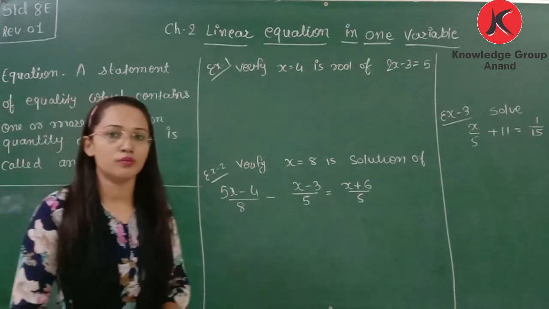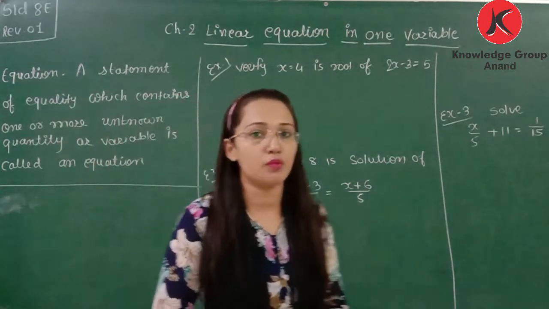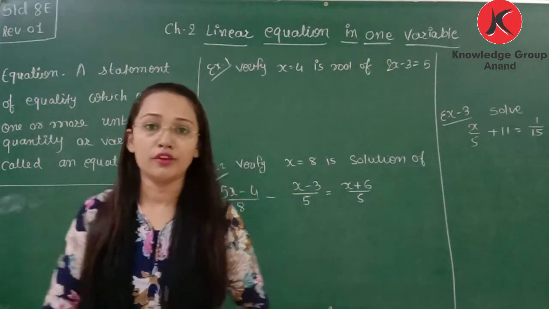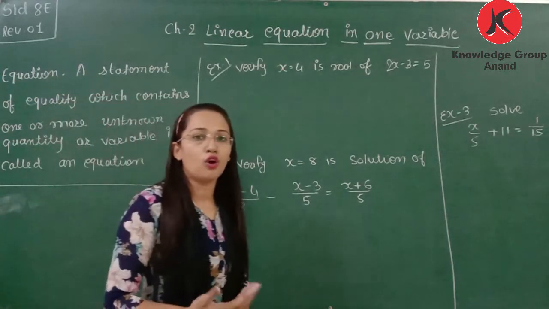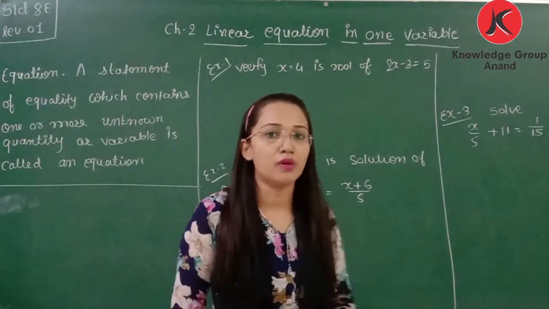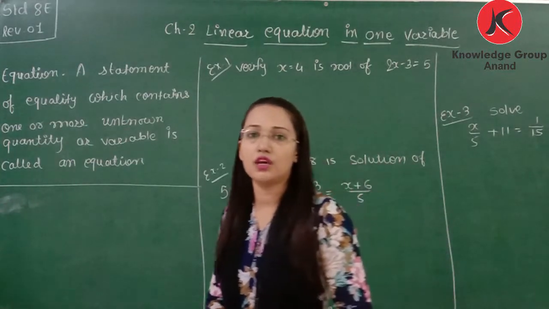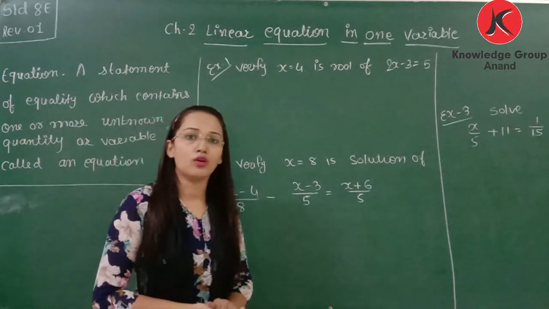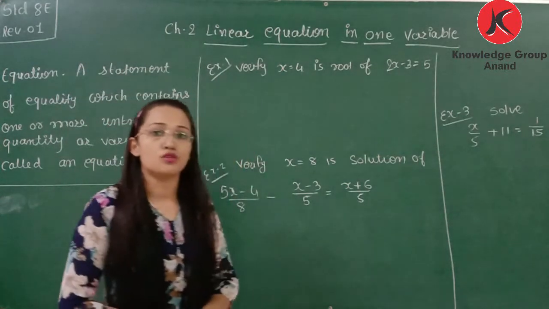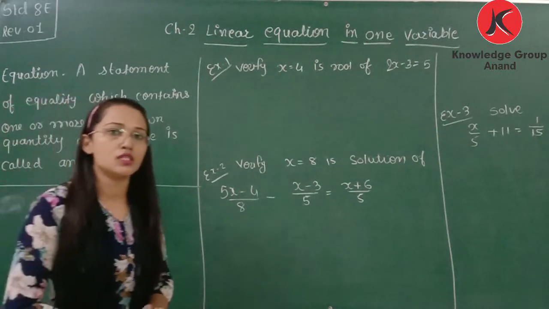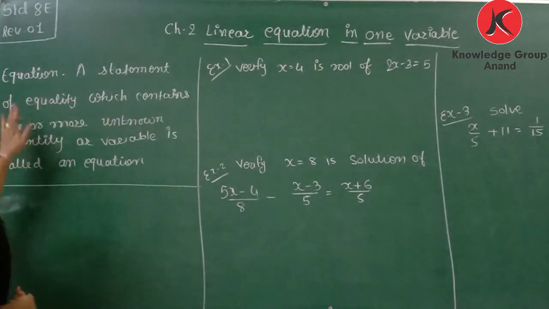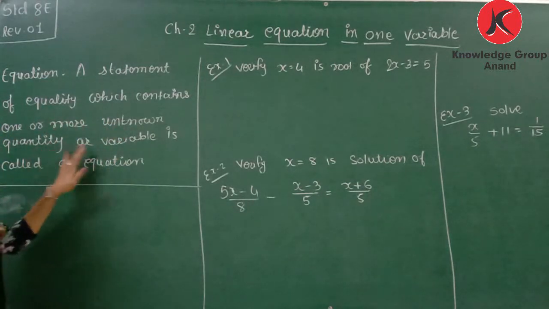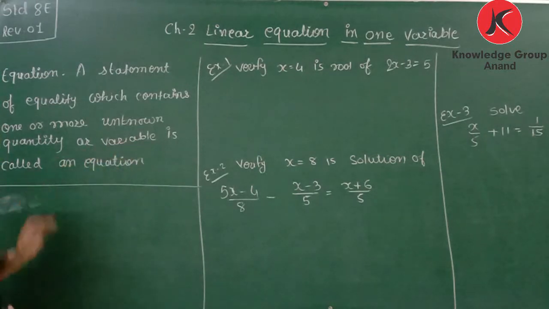Now what is the equation? Equation means it is a statement of equality. Means it contains an equal to sign in which we have one or more variables. Variables means unknown quantity that we take from the alphabet. For example, x, variable b, variable a, that are called unknown quantity. Okay. So equation means it is a statement of equality which contains one or more unknown quantity, or you can say it is a variable, is called an equation.